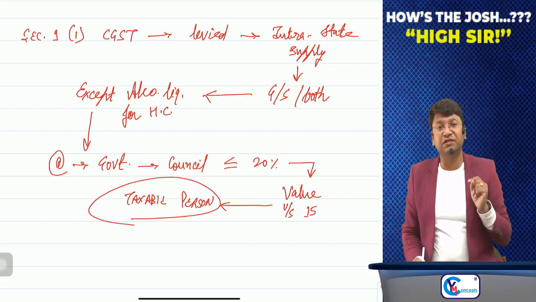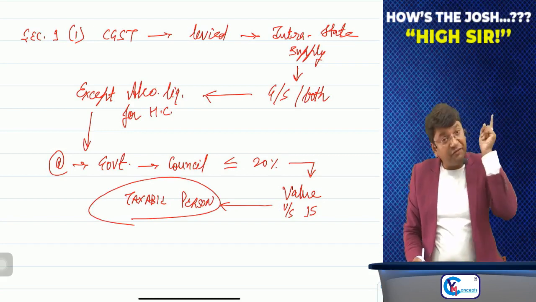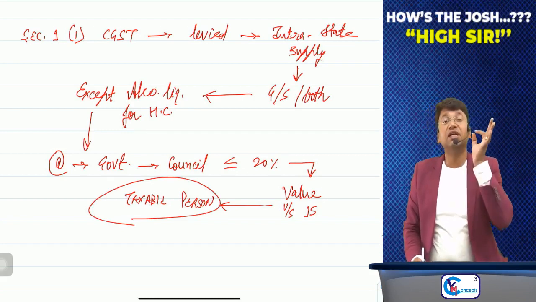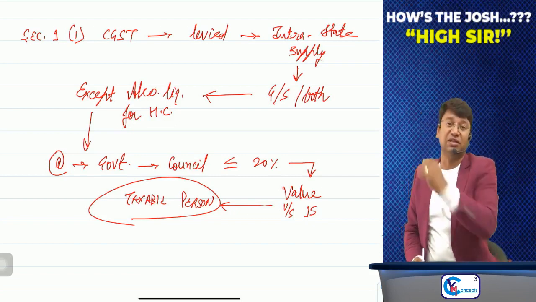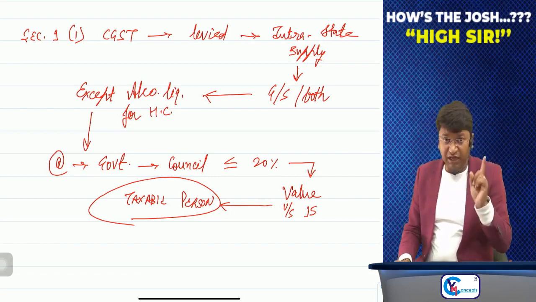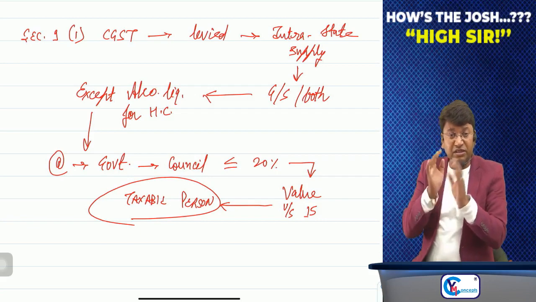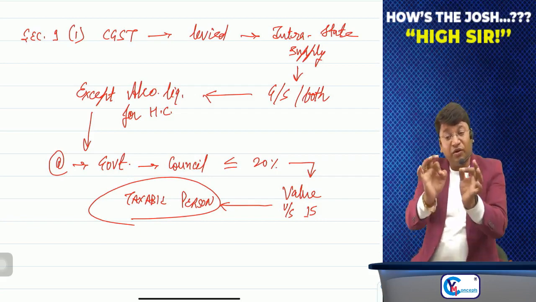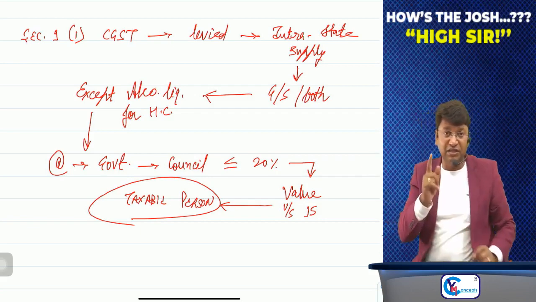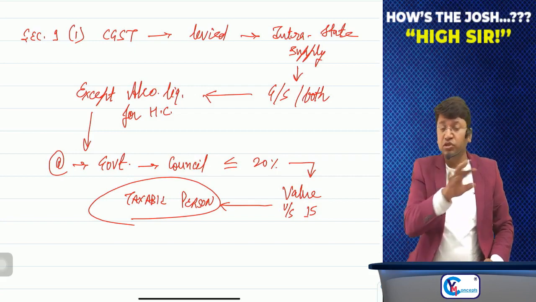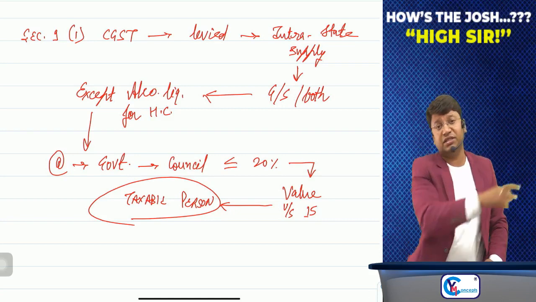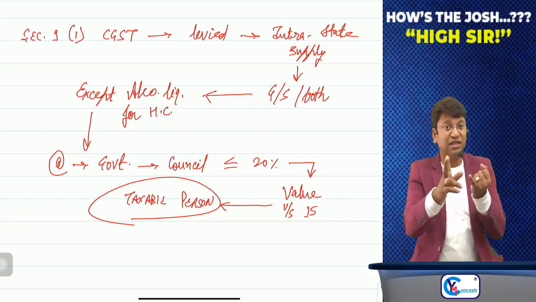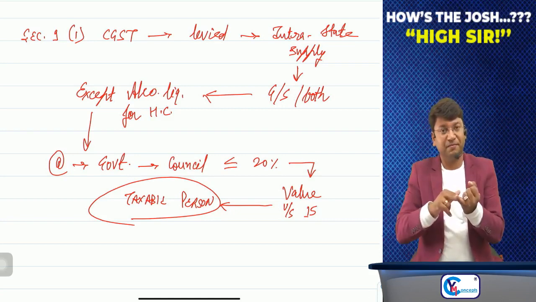Sir, taxable person is defined. And the definition of taxable person is very interesting. Taxable person means a person who is registered under GST or is liable to be registered under GST. Sir, listen to me again. Means a person who is not liable for registration, but if he has taken voluntary registration under GST, then also he is a registered person and he is a taxable person.